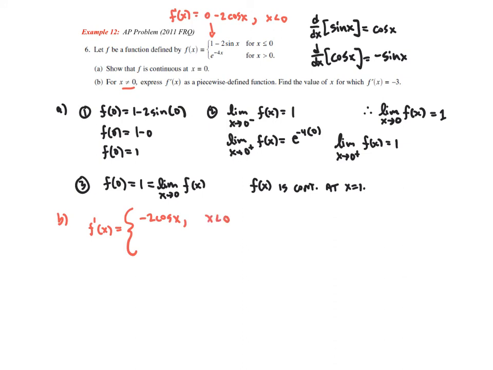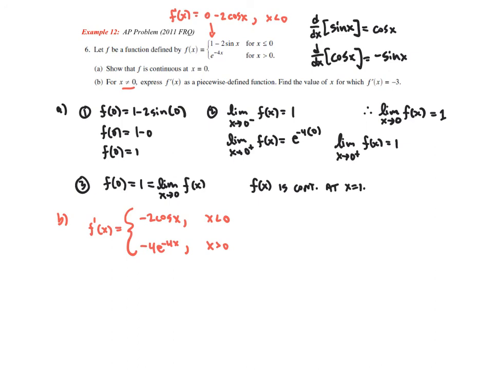when x is less than 0. On the other portion of the piecewise, we're going to take the derivative of e to the negative 4x. Well, that's going to be negative 4 e to the negative 4x, and that's going to be for all values x greater than 0. So we've now defined f prime as a piecewise function.